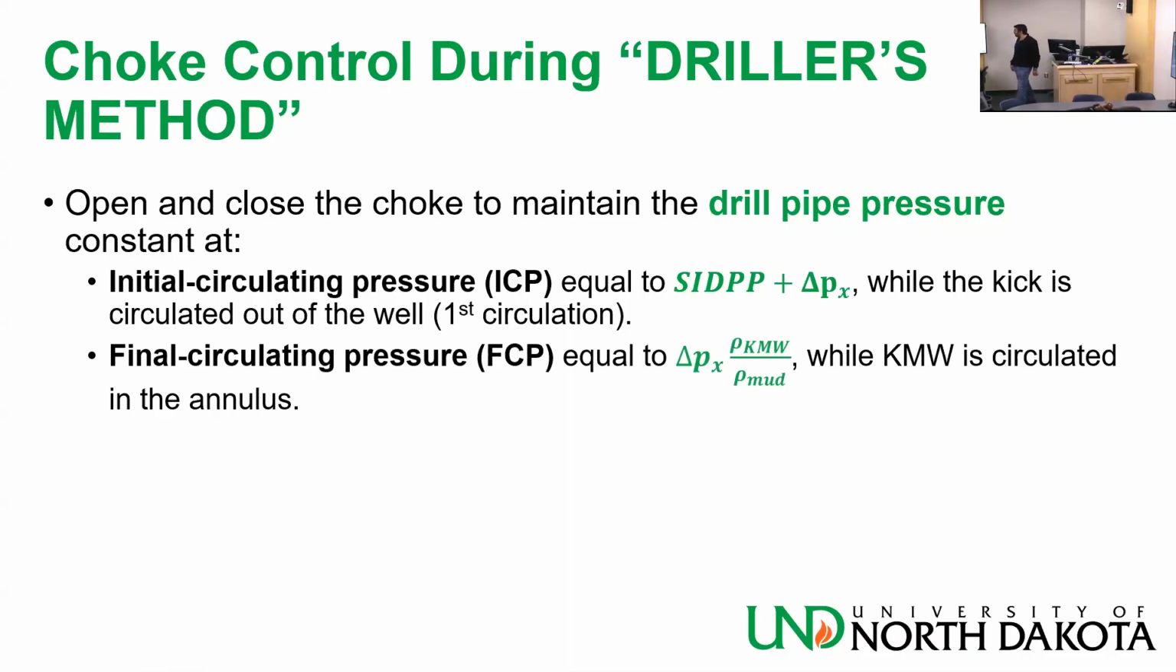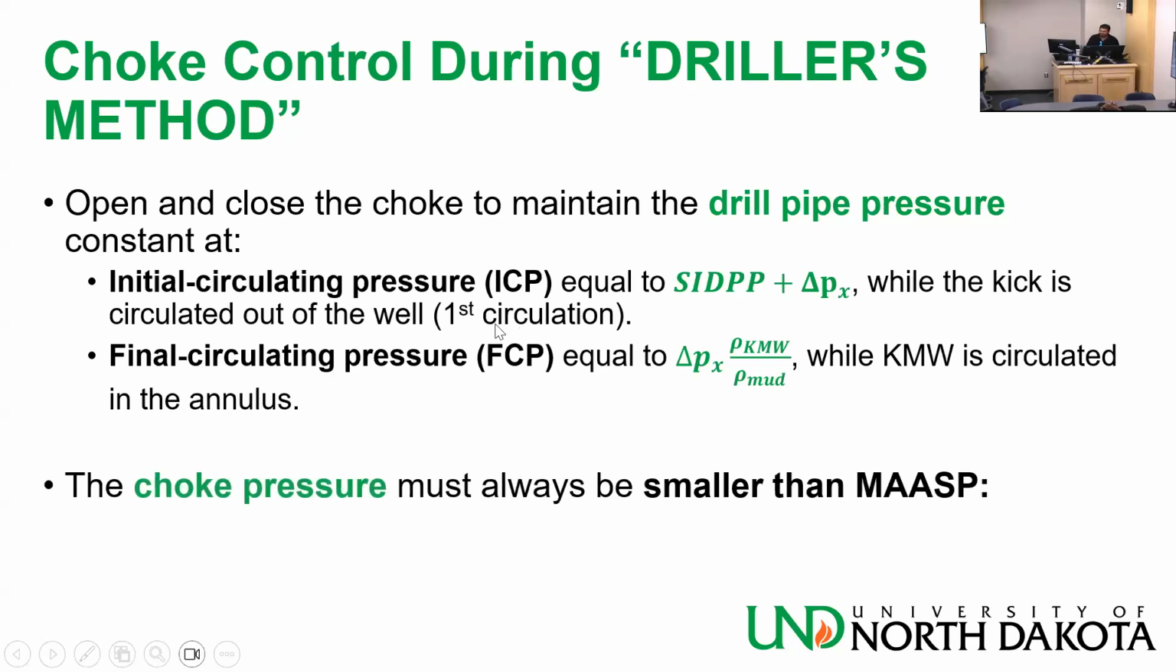The final circulating pressure is very much an estimate. Okay, you don't know it because you don't know when you start drilling that you are gonna get a kick, and then what would be the kill mud weight for that. So you need to approximate that, and you are gonna do delta PX times rho KMW divided by rho mud. Okay, that's a complete approximation, but it's acceptable in real life. That's the best we can do. We can use other models and estimate that, but I think this is back of the envelope. It's good.